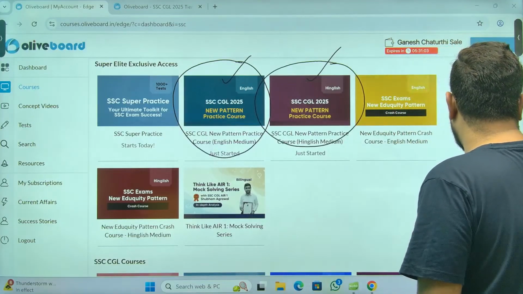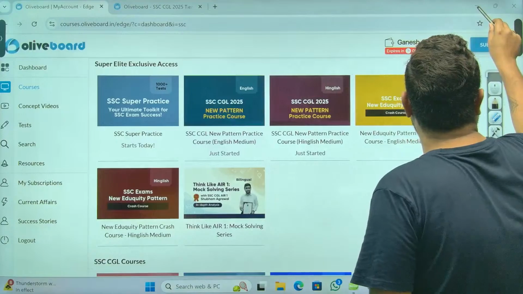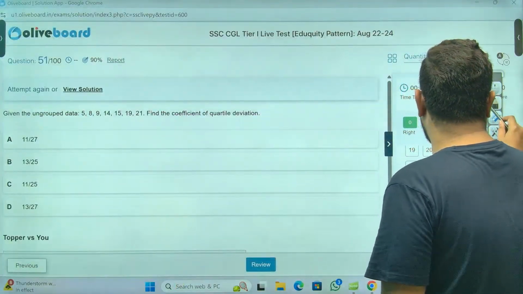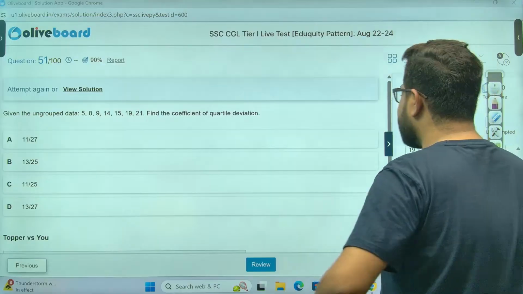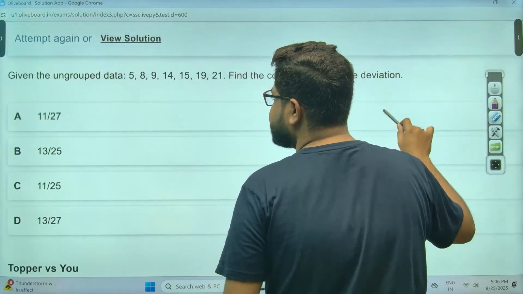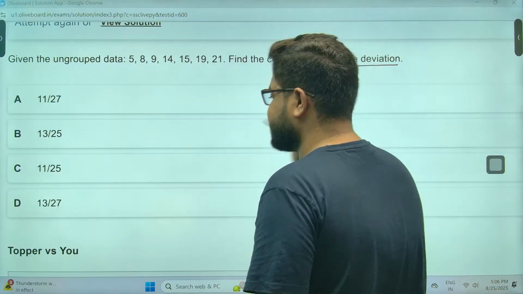Now with that out of the way, let's dive right into our class for today. That will be the mock analysis. So today's mock, I felt it was a little bit on the easier side. So first question is this one. First question on quartile deviations.